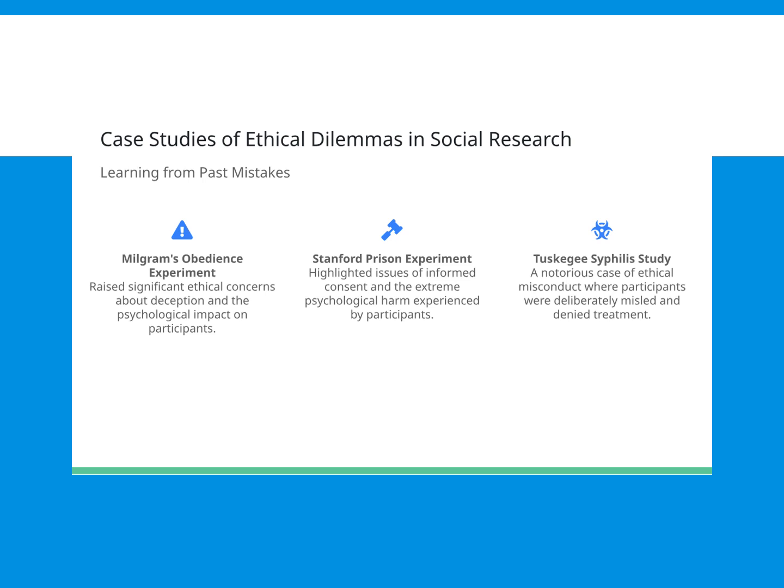So, the Tuskegee syphilis studies. One of the most notorious examples of unethical research, the Tuskegee syphilis study, involved researchers deliberately misleading African American men into believing they were receiving treatment for syphilis when they were not. And the study continued for decades, resulting in significant harm and the deaths of many participants. And this case is a powerful reminder of the catastrophic consequences of ethical violations in research and the importance of protecting vulnerable populations from exploitation.